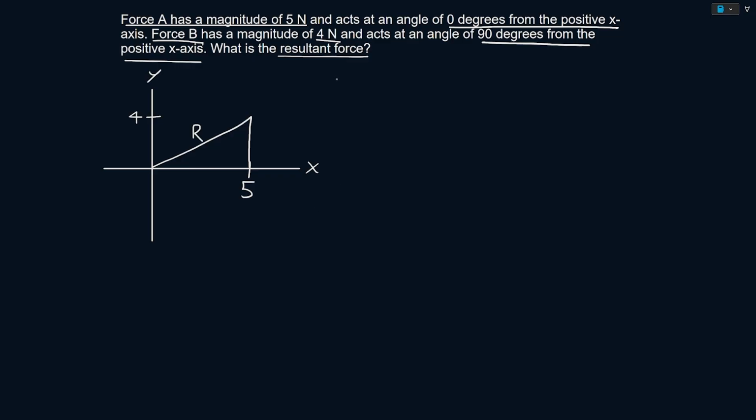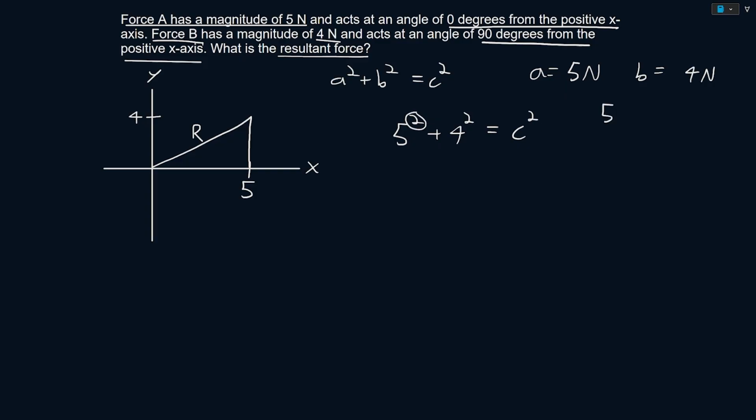In order to find the magnitude, we can use Pythagorean's equation of a squared plus b squared is equal to c squared. A can be equal to force A, which is 5 newtons, and B can be equal to force B, which is 4 newtons. Plugging into the equation, we get 5 squared plus 4 squared is equal to the magnitude of our resultant force c squared.